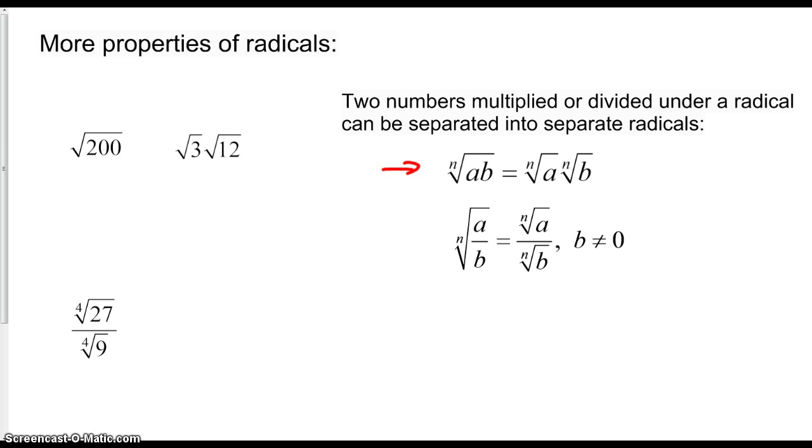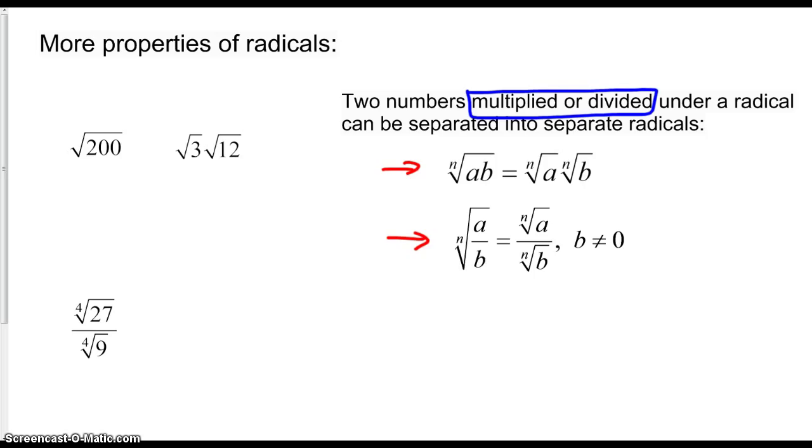And that works whether the numbers are multiplied or divided. If you have the nth root of a over b, then that's the nth root of a divided by the nth root of b, provided that b isn't 0. So it just means that you can separate things that are multiplied together or divided into separate radicals. And it's important that this works for multiply or divide, not for add or subtract. This is only for multiplying or dividing.